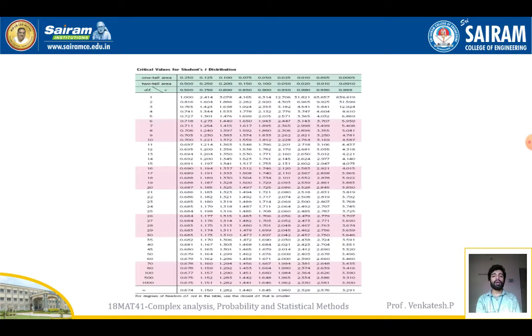So this is called the student's t distribution table, which can be useful in solving the problems. To test the hypothesis, this table will be very useful.